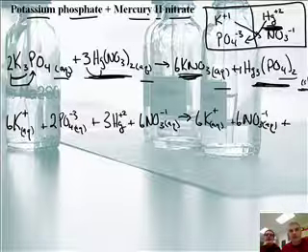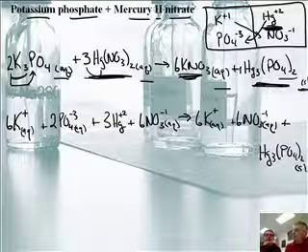And then we just have one more thing left. Now, what do I do with this? Leave it together. It's a solid. So it's just Hg3(PO4)2, solid. Okay, that is your complete ionic equation, CIE.